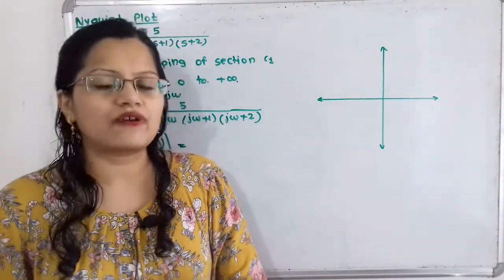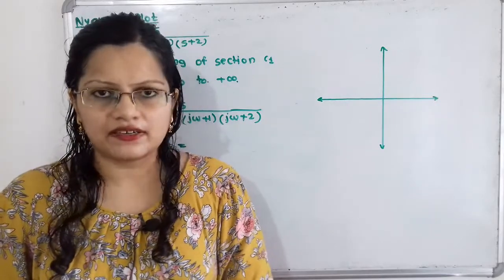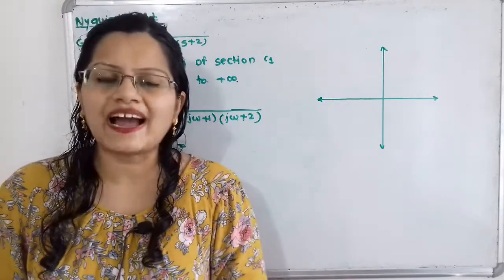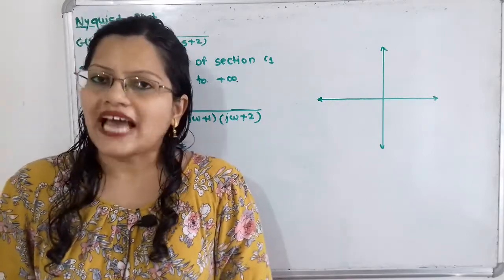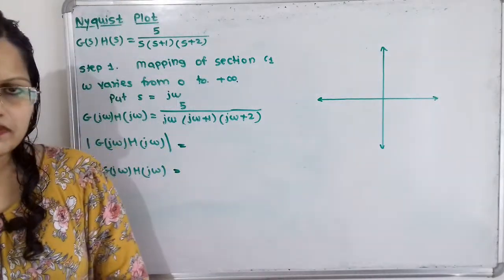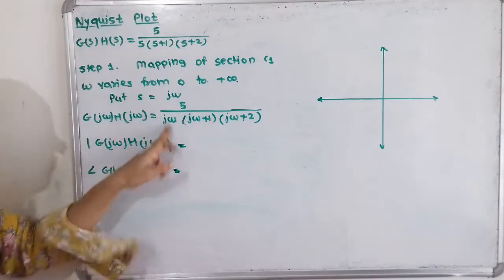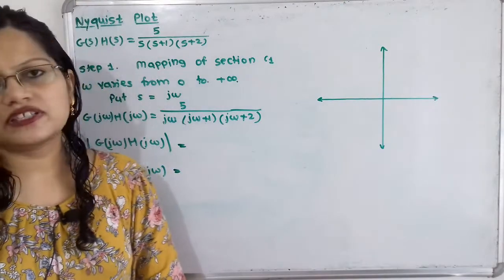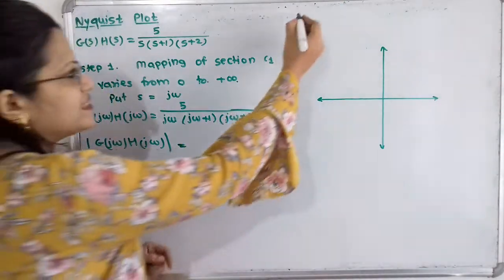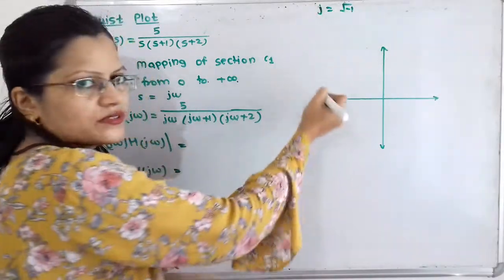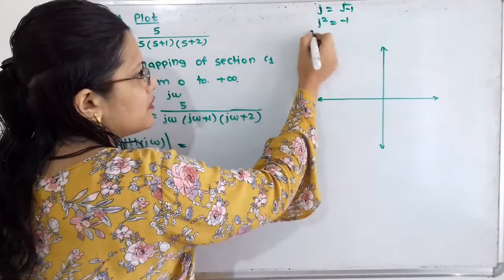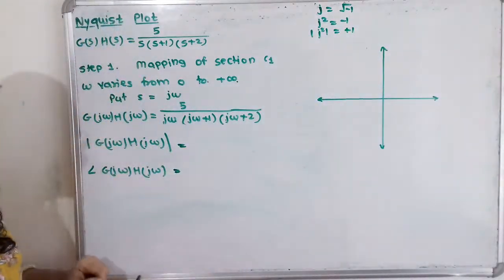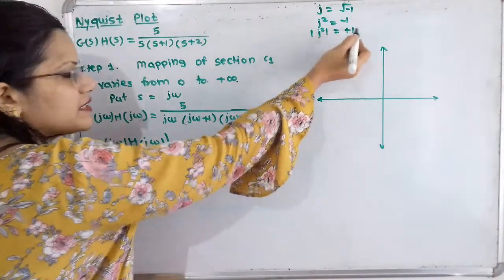So for the polar plot we have to calculate magnitude as well as phase angle. So how to calculate the magnitude? So whenever there is the j omega term, then we have to take square root and square simultaneously for that term. Now we have to take the modulus. So modulus of G(j omega) H(j omega). Then what is the meaning of this modulus? Now we know that what is the value of j? j is equal to under root of minus 1. That means j square is equal to minus 1, and if I take the modulus of j square, then it will become plus 1. So we have to refer here j square is equal to plus 1.